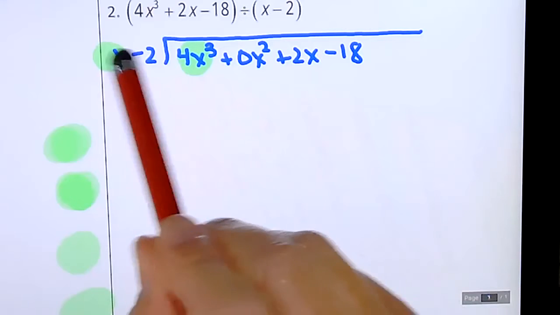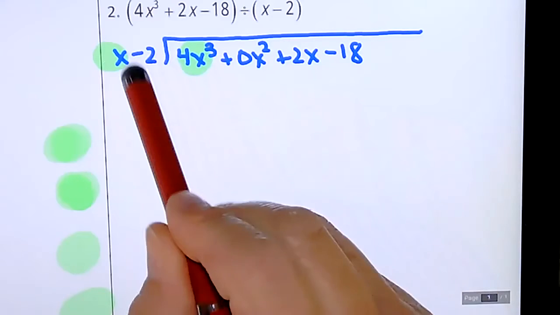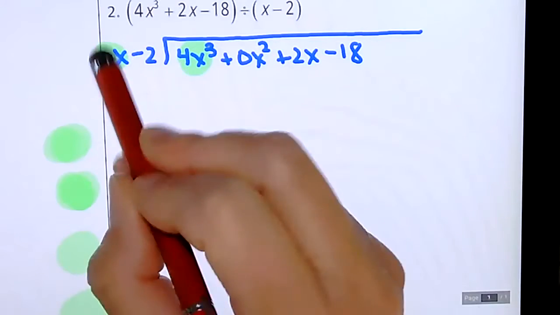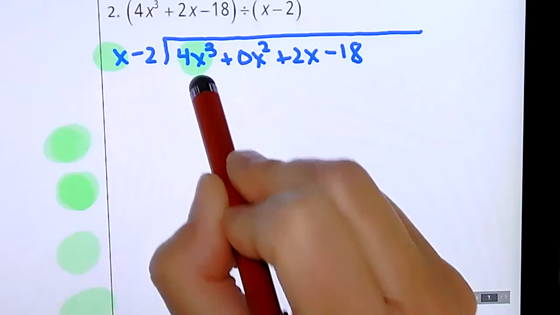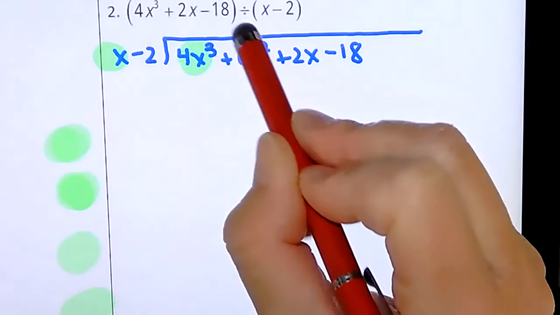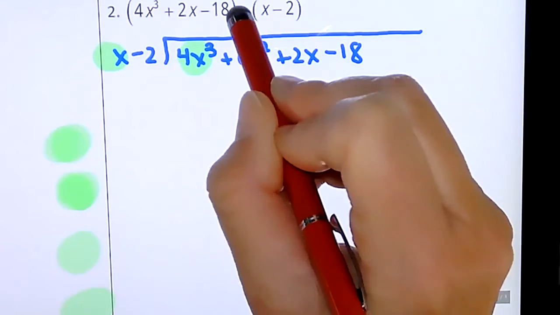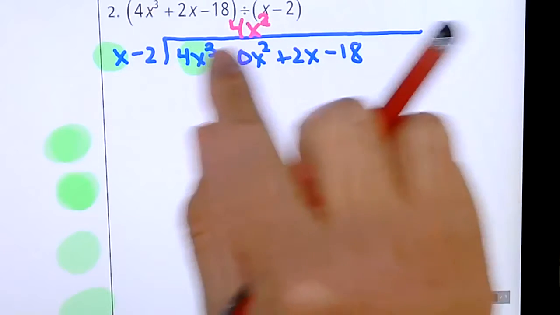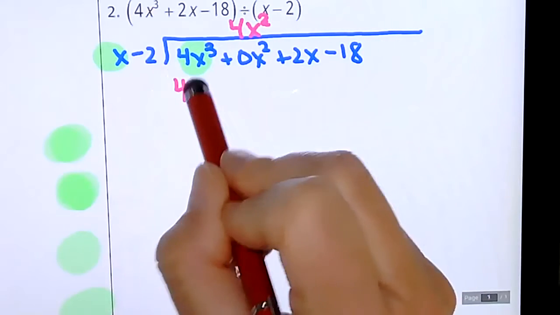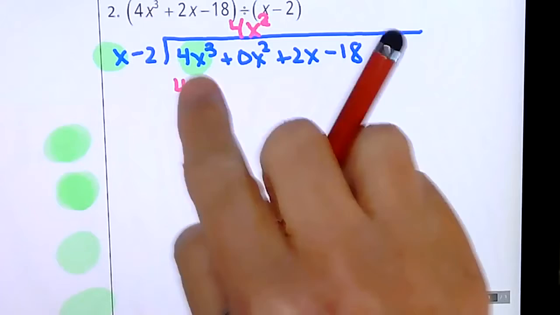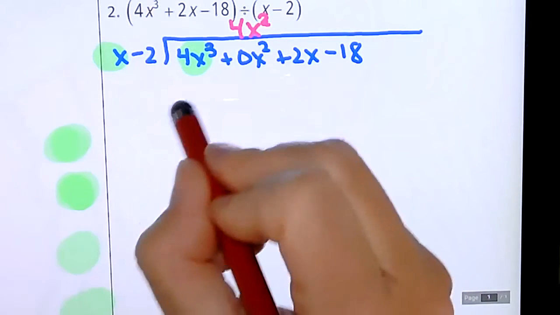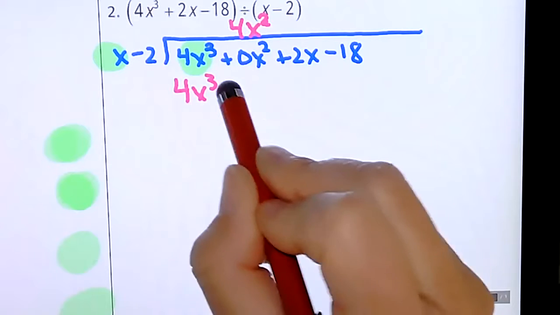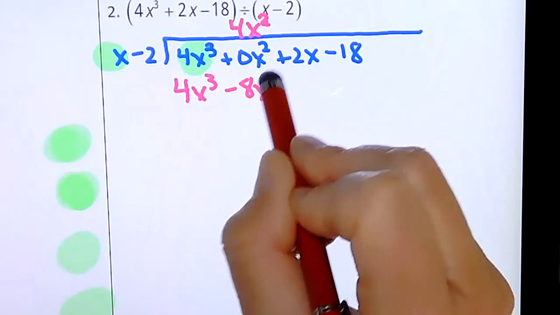Then I'm going to focus again on my leads each time. So I'm going to be focusing on my x and my 4x cubed. Always my lead and the lead over here. So x times what gets me a 4x to the third, and that's going to be a 4x squared. I'm going to write my 4x squared here, and I'm going to multiply. 4x squared times x is 4x cubed, and 4x squared times negative 2 is a negative 8x squared.